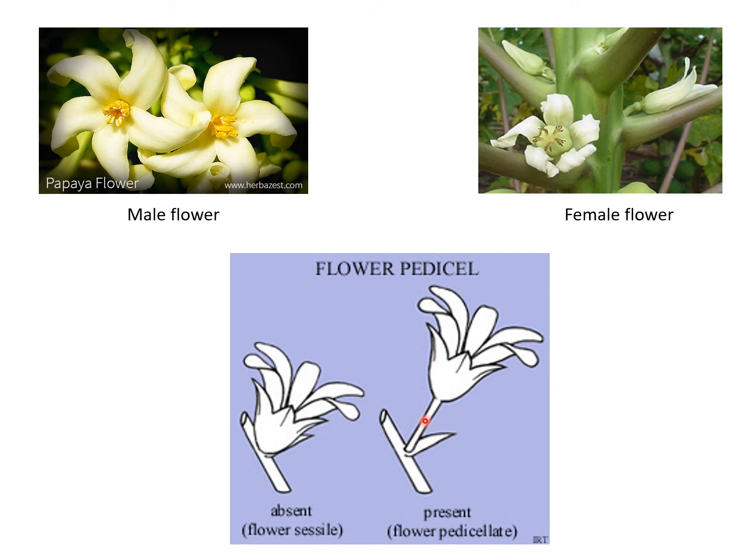Here pedicel is absent. Such flower is called sessile flower. So according to the presence of pedicel, there are two types of flower here, pedicellate and sessile.